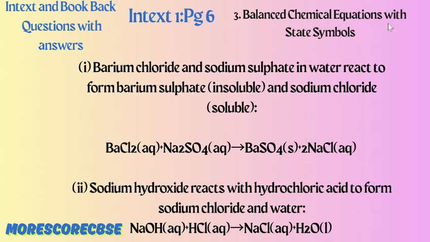Next, balance the chemical equations with the state symbols. State symbols are mentioned in brackets: aqueous for solutions, S for solid, L for liquid, and G for gas. The first equation is barium chloride BaCl2 plus sodium sulfate giving BaSO4 plus 2 molecules of NaCl. The next one is sodium hydroxide plus hydrochloric acid giving sodium chloride plus water. This is a self-balanced equation, nothing to balance here.